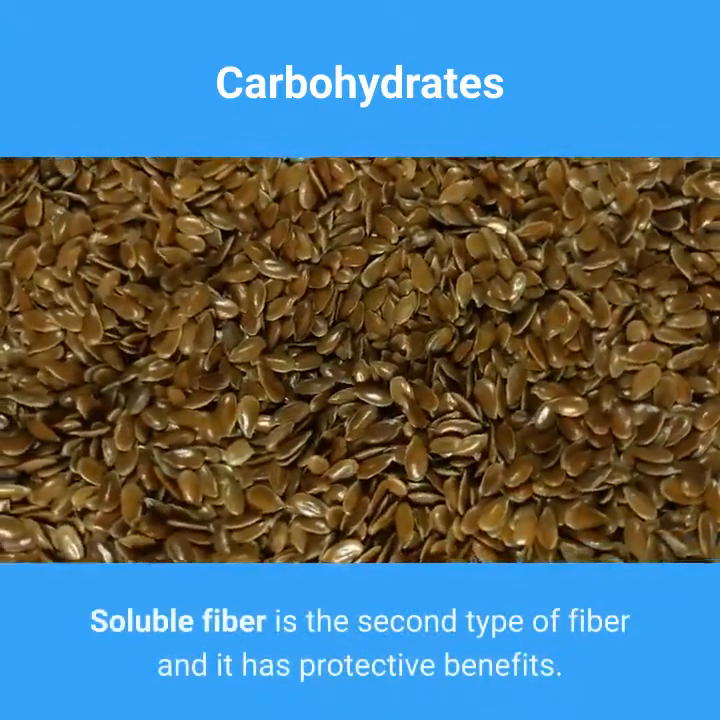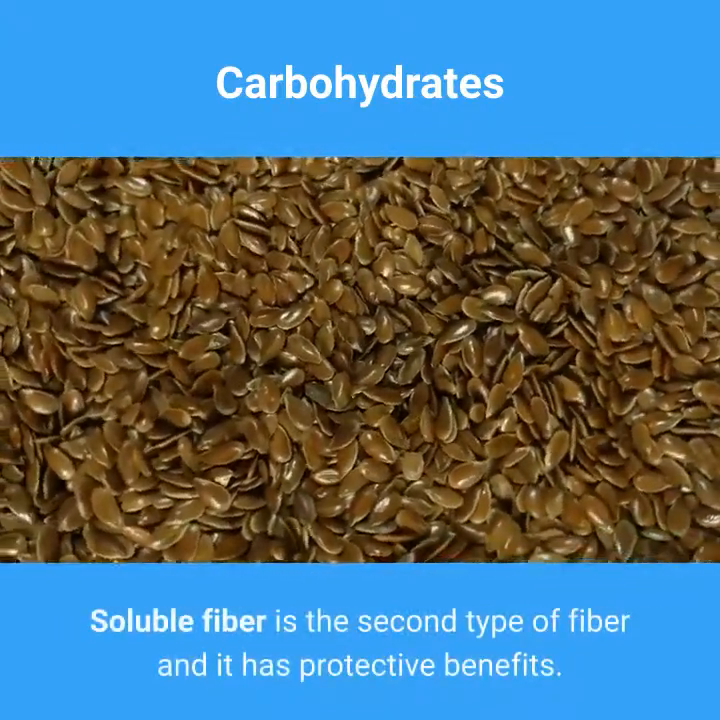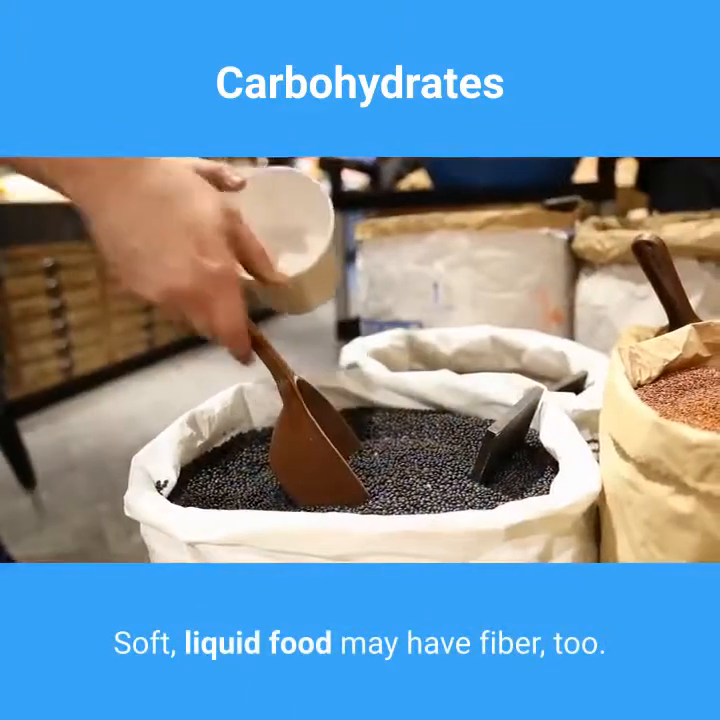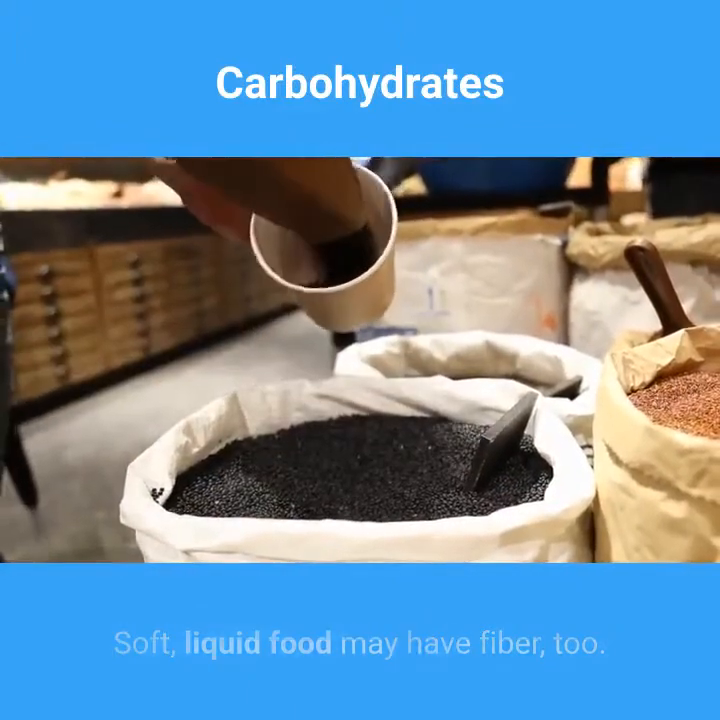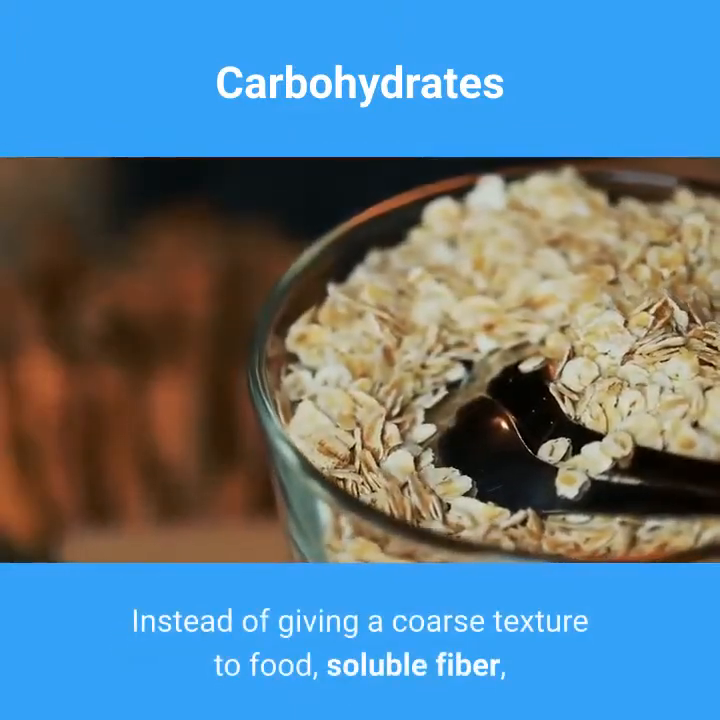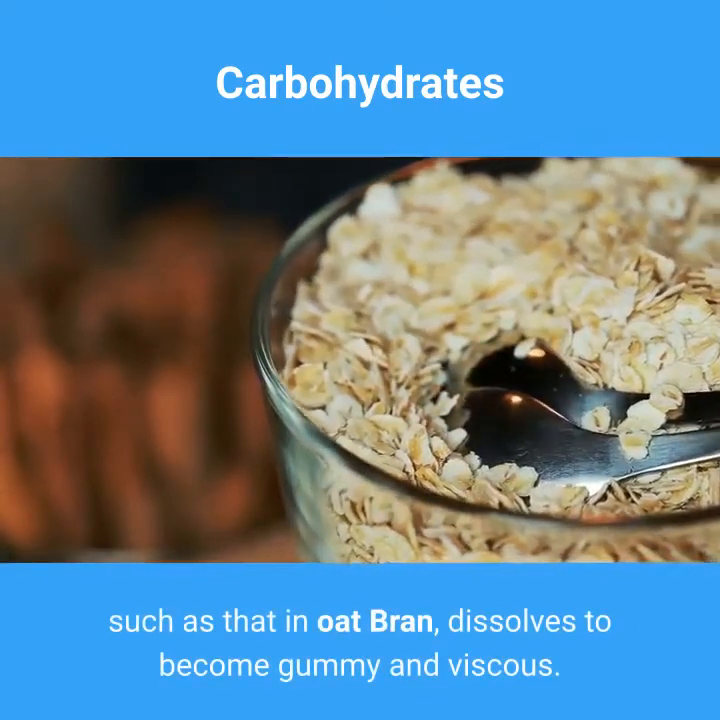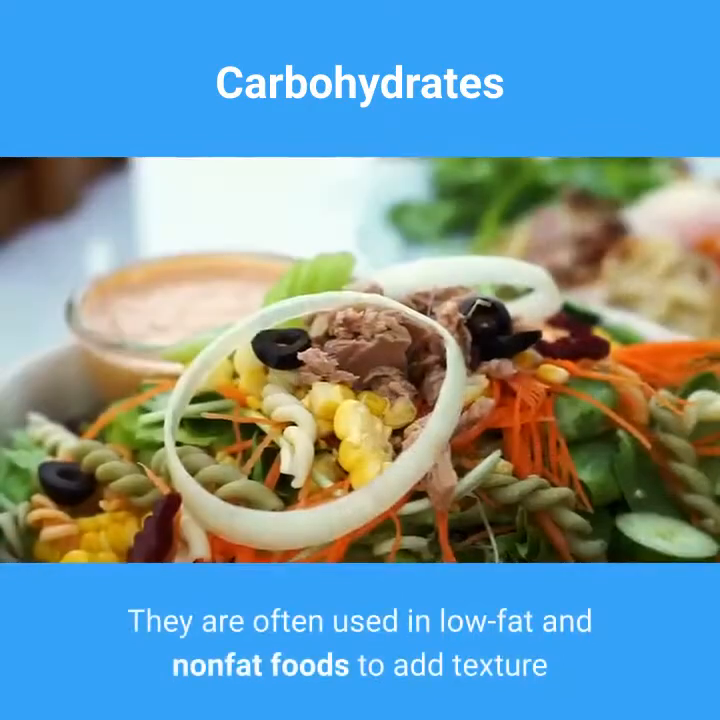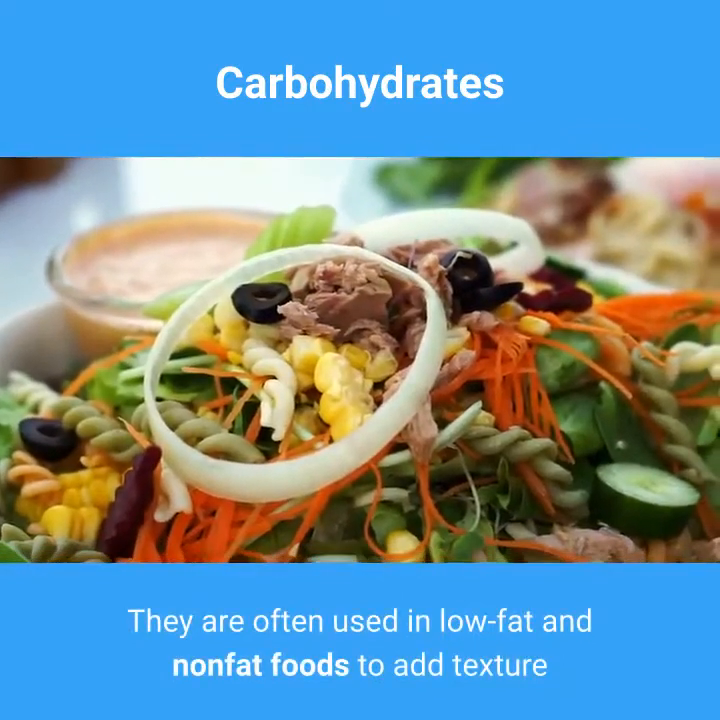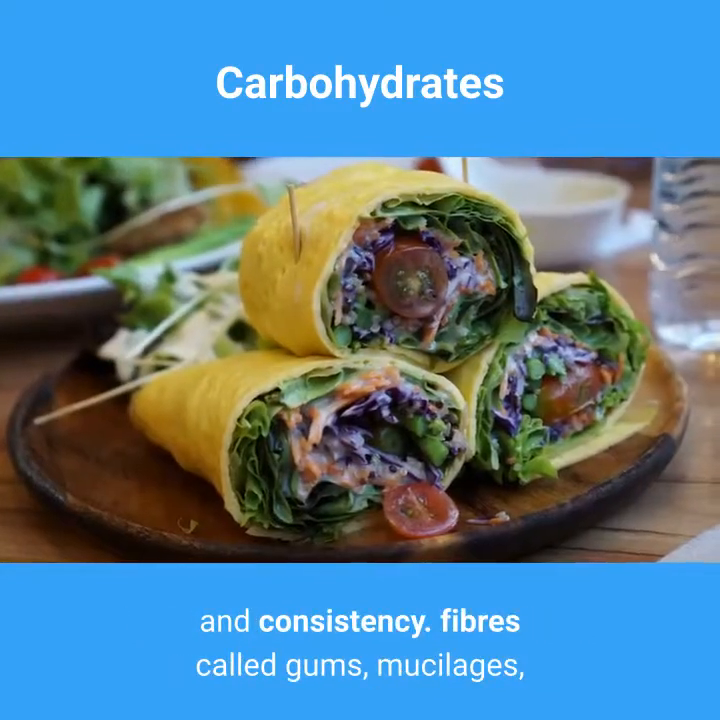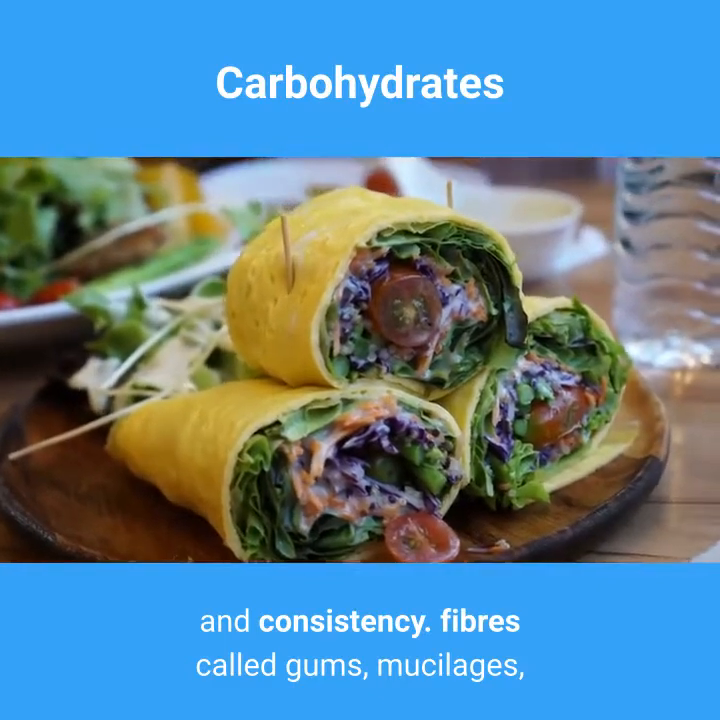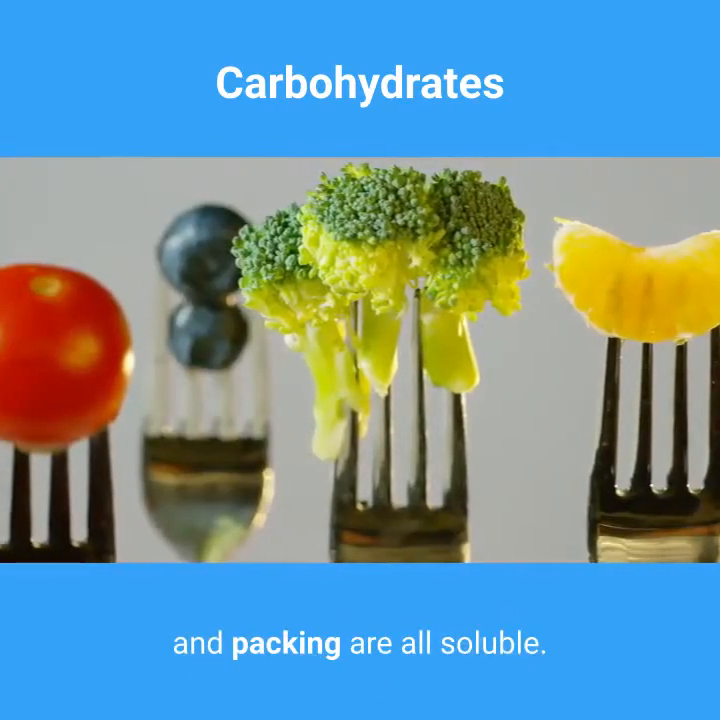Soluble fiber is the second type of fiber and it has protective benefits. Soft, liquid food may have fiber, too. Instead of giving a coarse texture to food, soluble fiber, such as that in oat bran, dissolves to become gummy and viscous. They are often used in low-fat and non-fat foods to add texture and consistency. Fibers called gums, mucilages, and pectin are all soluble.